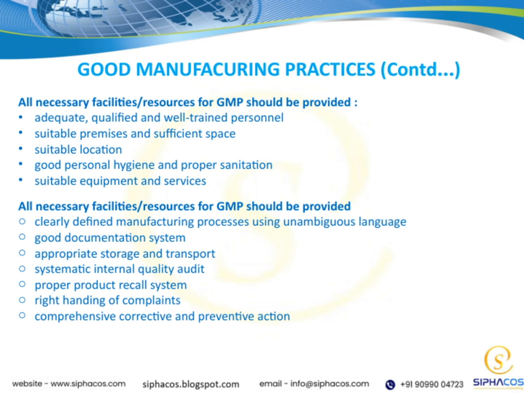Conducting systematic internal quality audits helps identify issues early, allowing for continuous improvement. A proper product recall system is essential for swiftly addressing any safety concerns, minimizing risks to consumers. Handling complaints correctly not only resolves issues, but also builds trust. And finally, implementing comprehensive corrective and preventive actions ensures that problems are addressed thoroughly and prevented in the future.